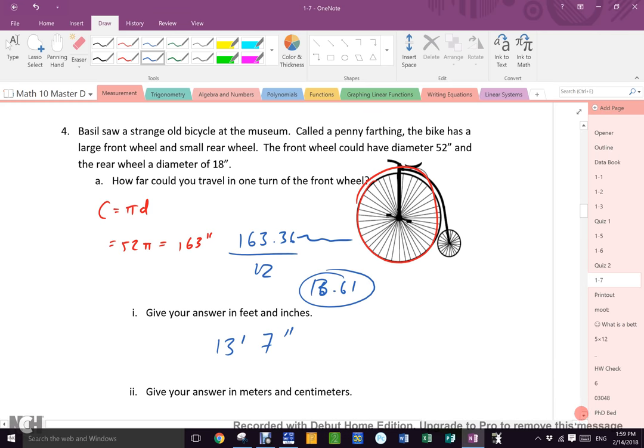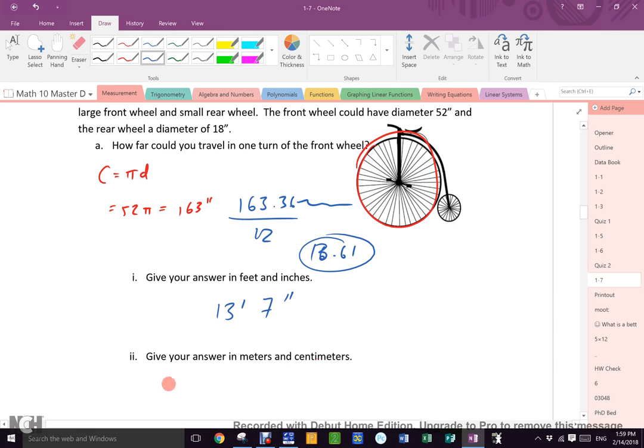Oh, okay. Now, I need it in meters and centimeters. So I had 163.36 inches, yes? How do I turn that to meters and centimeters? I can do inches to centimeters, can't I? So if I'm doing the fraction, I want centimeters, yeah? And I have inches, yeah? So what goes here, the 1 or the 2.54? 2.54. Since that's on top, what do I do? Multiply. So what do I get? 414.93 centimeters, yes?